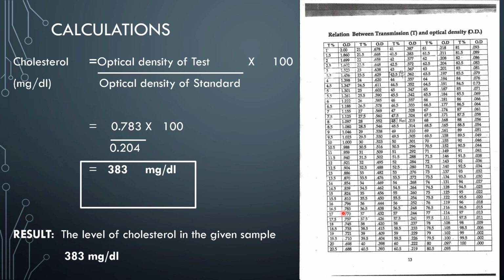For test, we will take 0.783, and for standard, the corresponding value is 0.204. So we'll obtain this result, and for this sample, the cholesterol level is 383 milligram per deciliter.